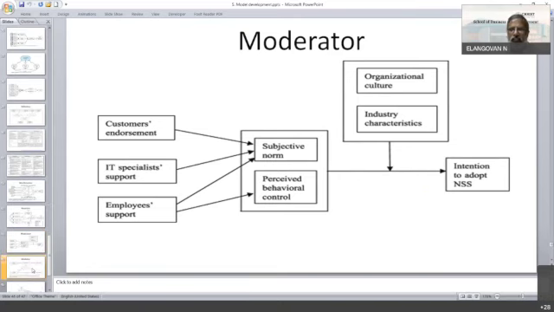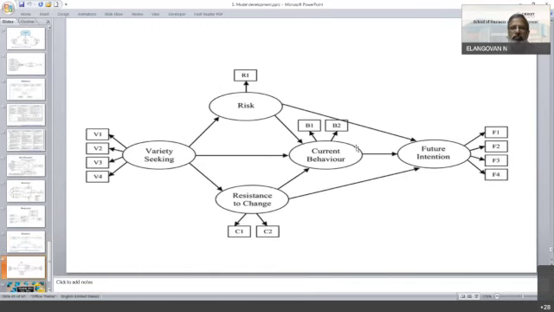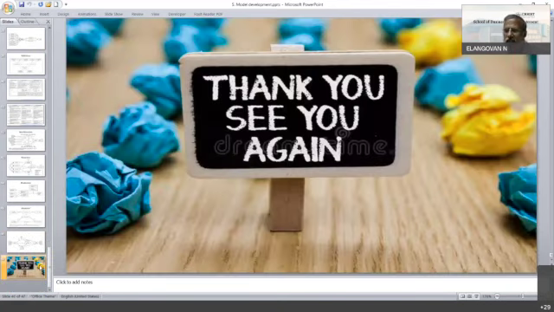A mediator is drawn like this. Through this variable, it mediates. This is a mediator, also an intermediate variable. So this is one full model. That completes the presentation. We have completed.